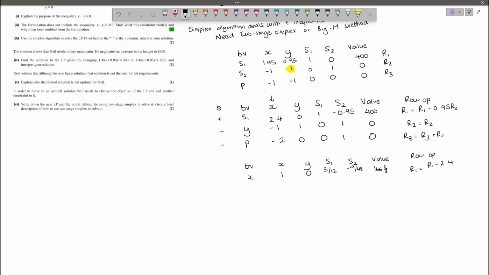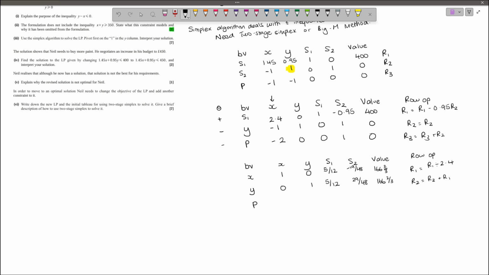Now on to row 2. And on row 2, I need to take my old row 2, which had negative 1 in the pivot column, and I need to add my new pivot row. So I'm going to add row 1 to it. I'm going to get 0, 1, 5 twelfths, 29 48ths, and 166 and 2/3.